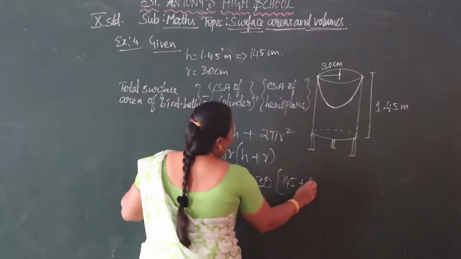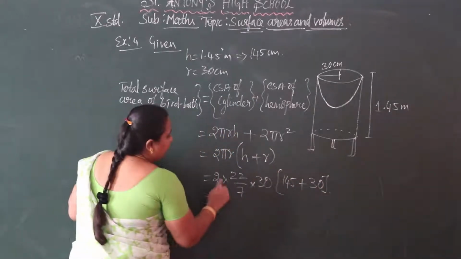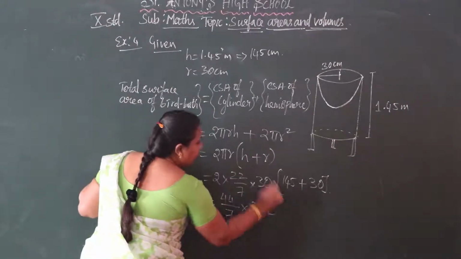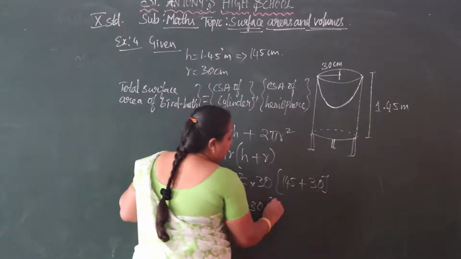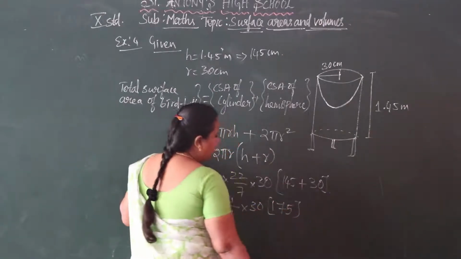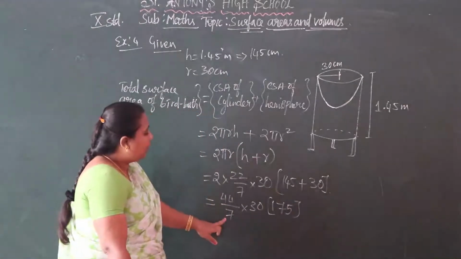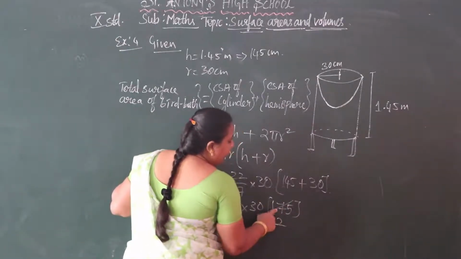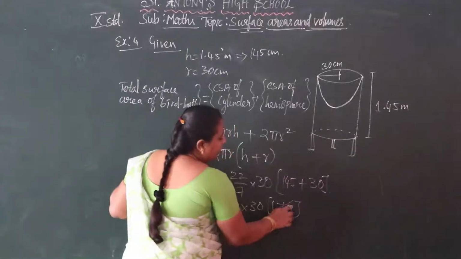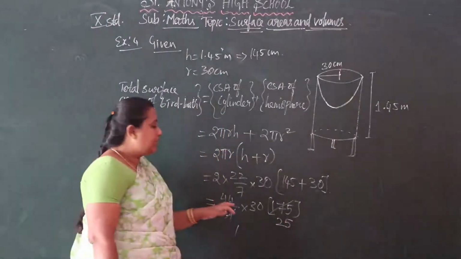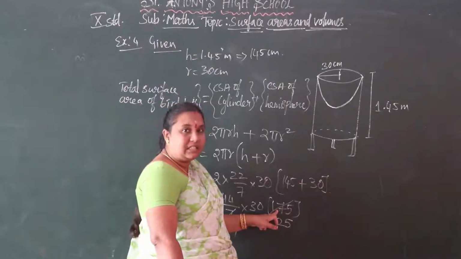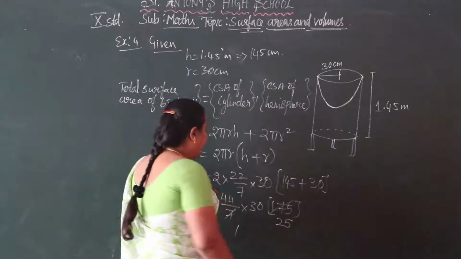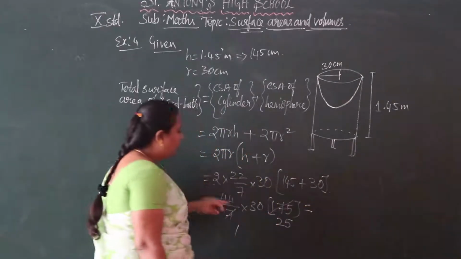r. R is 30. Okay, so here see, 22 into 2, 44/7 into 30 into 145 plus 30, 175. Okay, 175. So here, see, we have to cancel this. Is it right? So 7 ones are 7, 7 twos are 14, and 7 fives are 35. Okay, so here see, 7 twos are 14, balance 3. Okay, so 35, 7 fives are 35.